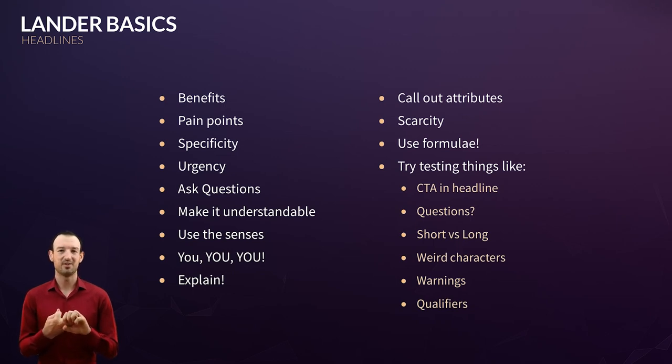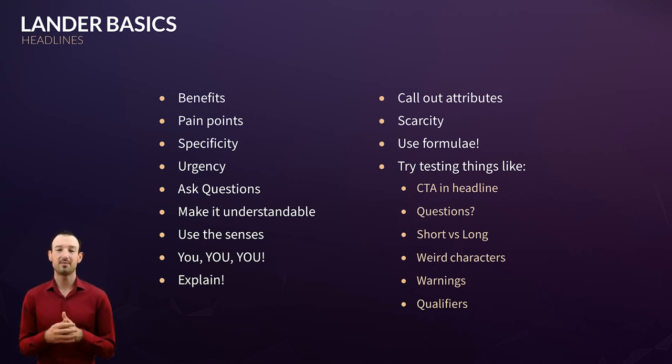Use specificity. So this app will make your phone 27% faster, not just faster, but 27% exactly. Use urgency. Give them a sense of urgency, like they need to do this now. Ask them questions. That's another way to get more of a response from people. Typically, the same line of text, but with a question mark at the end of it, gets people's attention more often than the unquestioned material. Make it understandable.